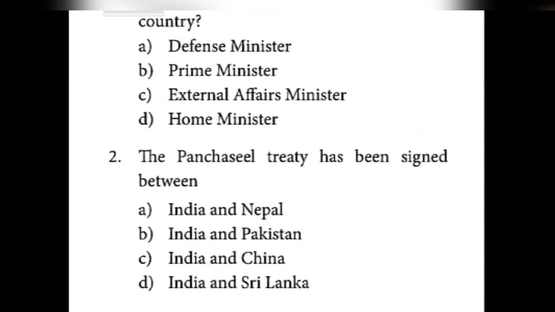The first one: which minister plays a vital role in molding the foreign policy of our country? External Affairs Minister. Okay. Then the second one, Panchasheel. Yes, in the year 1954 it was signed. India and China.